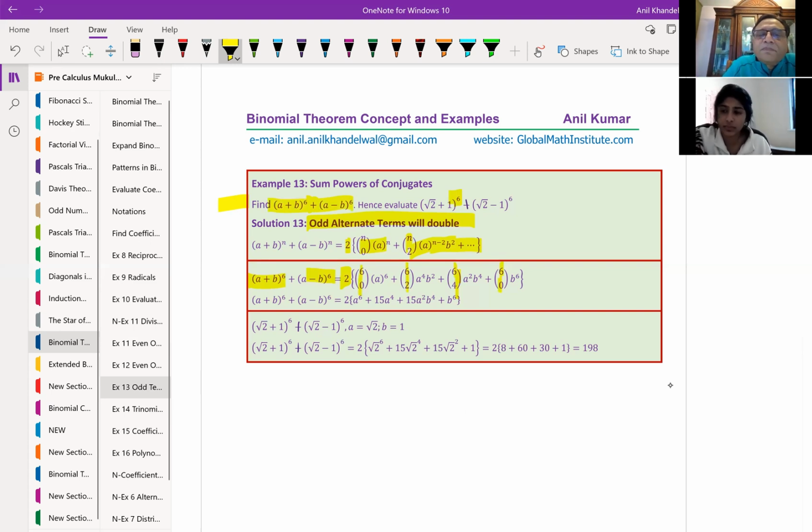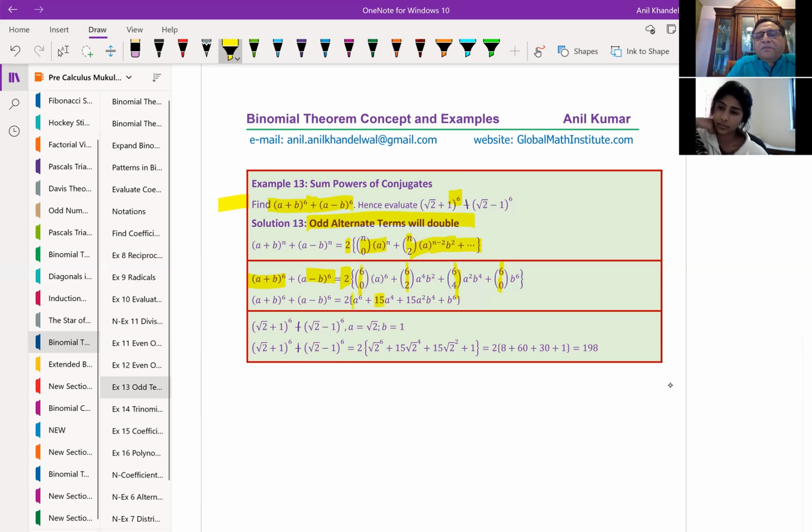given binomial expansion. Is that clear to you? Right. So twice the odd number of terms. Now, we know what 6C0, 6C2, 6C4, and 6C6 are.